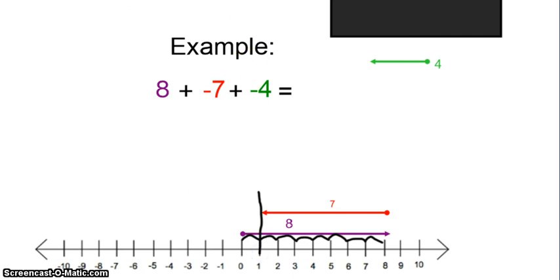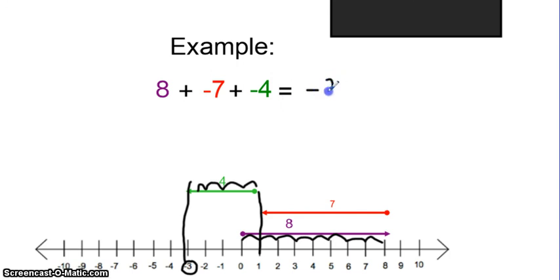But that's not our final answer yet. We still have 4 more units to move. So if we move 4 more units, so 4 more. So if we move 1, 2, 3, 4. Sorry, my arrow's a little short there. If we move 4 units, where we end up is -3. So if we make this arrow just a tad longer, that brings us to -3, and that's our answer, -3.